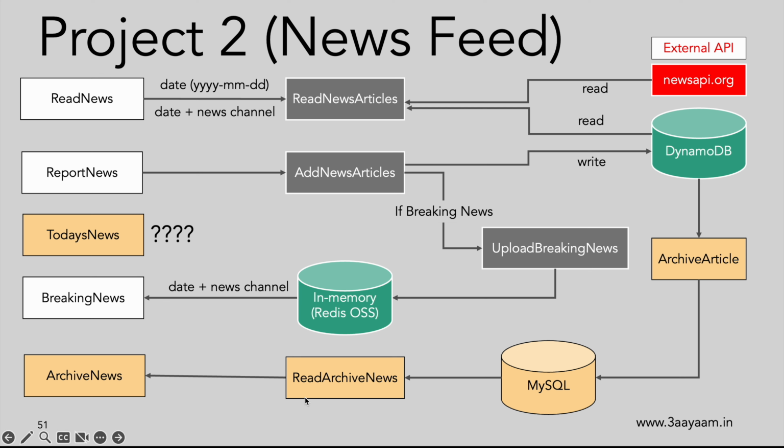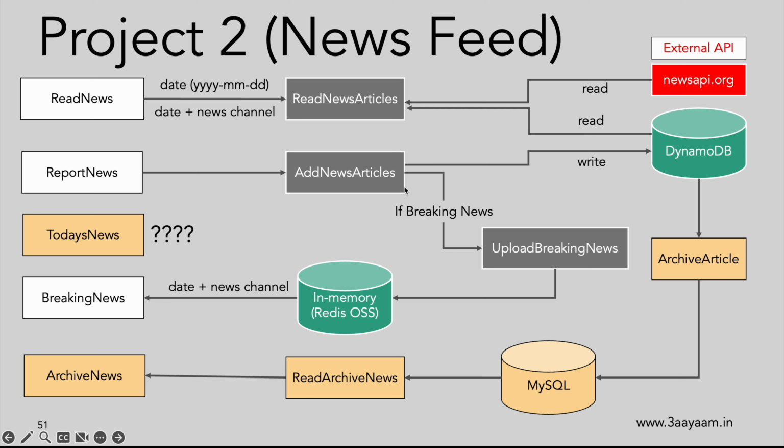Archive news is something that will use another API that will read from the MySQL database, and the data in the MySQL database would be loaded by a function called archive article, which will read from DynamoDB and load it to MySQL. This is a Python program that you have to write. The other APIs like read news would read from the API called read news articles. It will read from the DynamoDB table for a particular API, and it can also read from an external API, which is provided by the news channels.